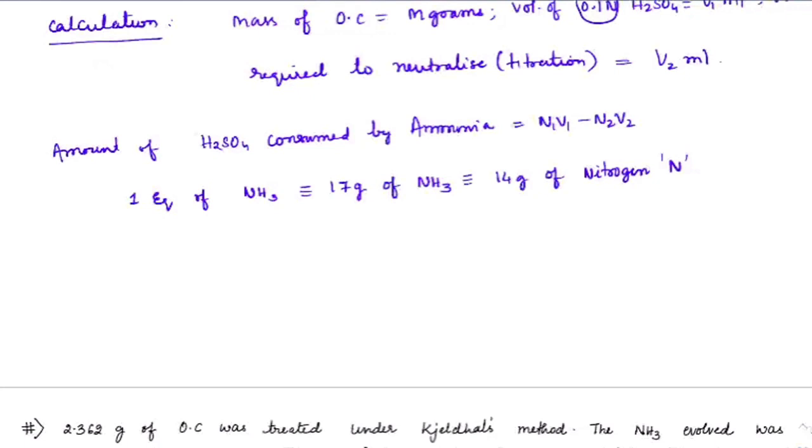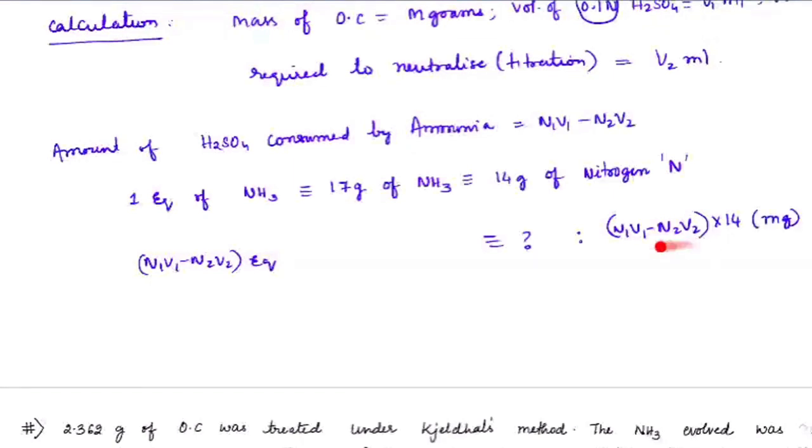So if I have N1 V1 minus N2 V2 equivalents, then how much will be the nitrogen present? It would be N1 V1 minus N2 V2 multiplied by 14, right? All of this will come in milligrams if we take volume in ml. So therefore, we get the mass of nitrogen present in the organic compound.